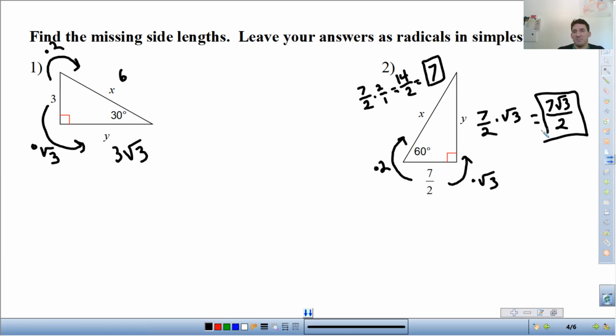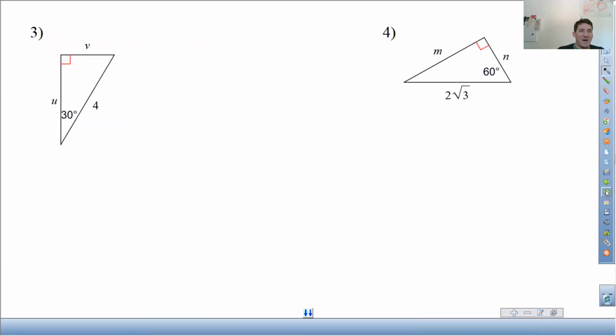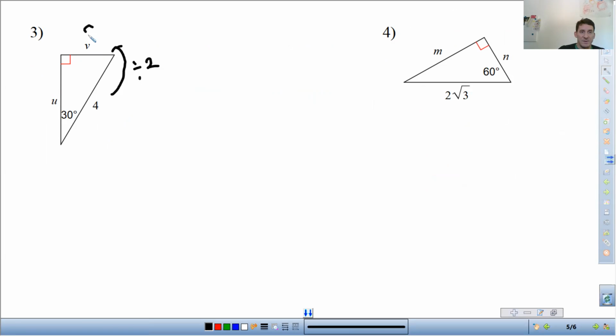That just looks nicer, but they're the same thing. So next, we're going to look at what to do if you have the hypotenuse. You want to find the short leg first, so I'm going to divide by 2. That's easy. 4 divided by 2 is 2. And then from here, I'm going to find the medium leg. I multiply by the square root of 3. 2 times the square root of 3 is just 2 times the square root of 3.